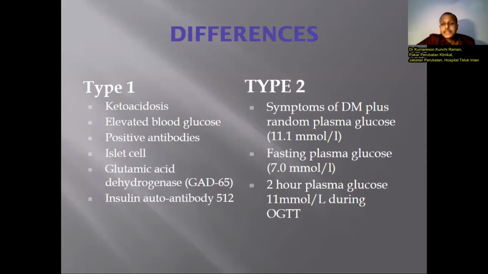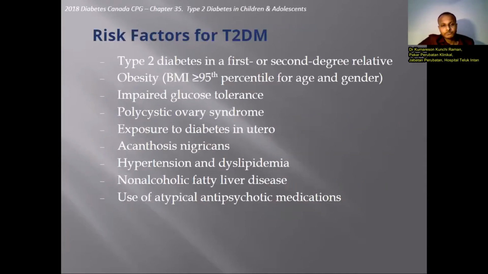In type 2, basically, they come in with very high sugars. They don't generally present much with ketoacidosis, but yes, elevated blood glucose. They don't have positive antibodies, but they have elevated blood glucose as per the numbers that we see on the right-hand side. With a random blood glucose of more than 11, a fasting of more than 7, and a 2-hour post-OGTT of more than 11 as well. Let's look at the risk factors of type 2 diabetes.